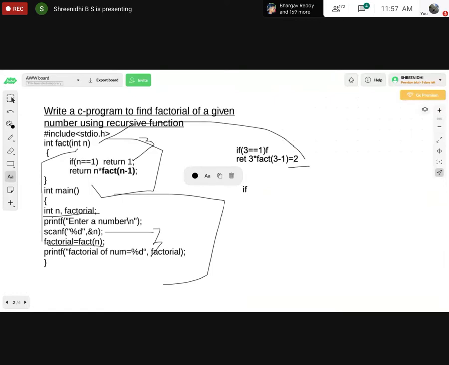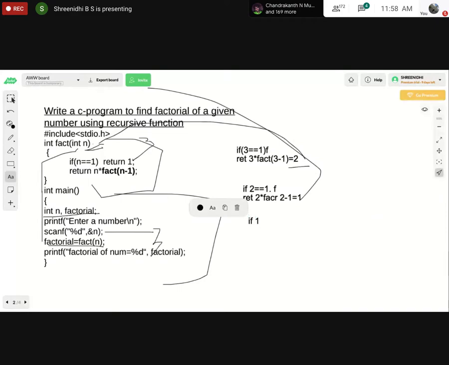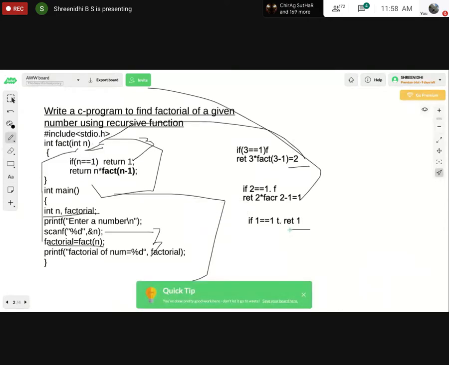If 2 is equal to 1, again false. So it will return 2 into fact of 2 minus 1. So this will be 1. Again I am calling the same function. So third time, if 1 is equal to 1, now the condition became true. Remember, now the condition became true. So it returns 1. Where does this 1 return to? I am calling here, so it returns to this line.